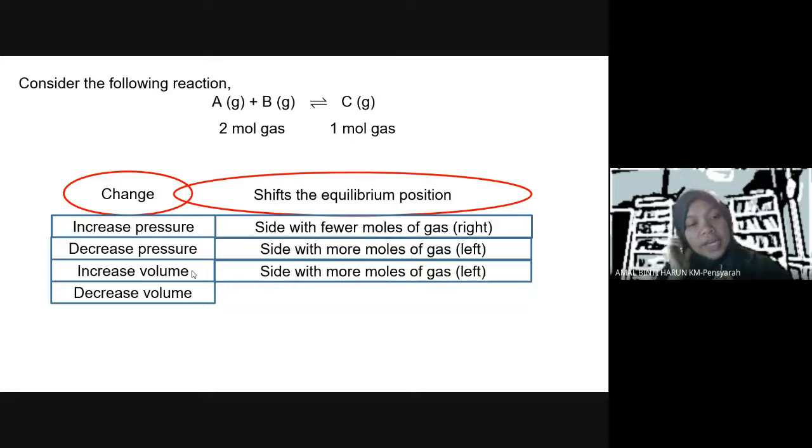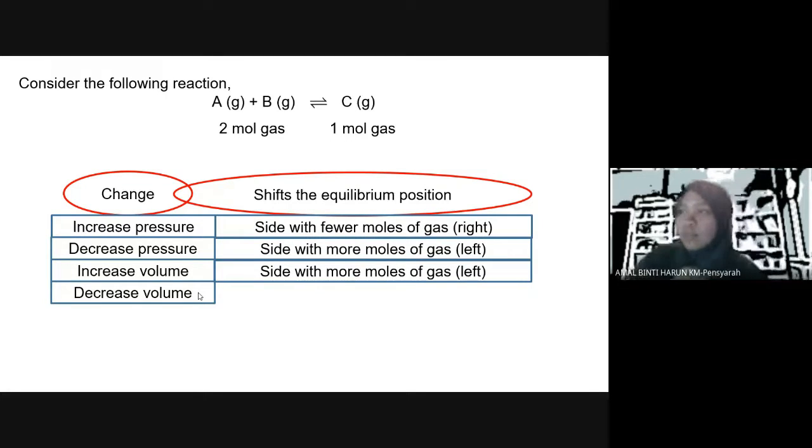Okay, another disturbance is decreasing the volume. So decreasing volume is increasing pressure. Walaupun dia tak cakap increasing pressure, but we know that according to Boyle's law, if you decrease the volume, you are increasing the pressure. So disturbance dia adalah increase pressure. Then you kena betulkan balik by lowering the pressure. So to lower down the pressure, we need to shift to the low number of mole. We shift to the right.